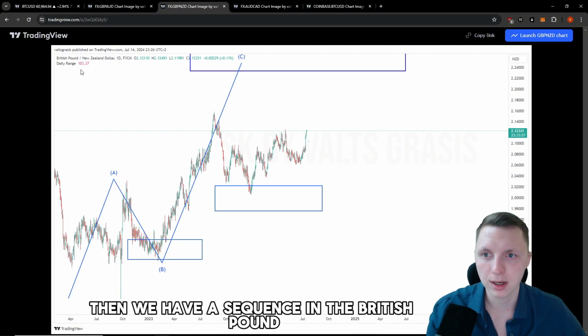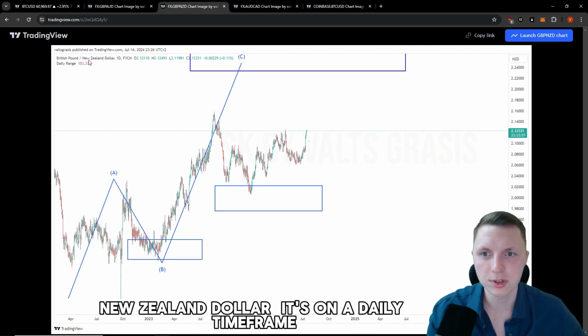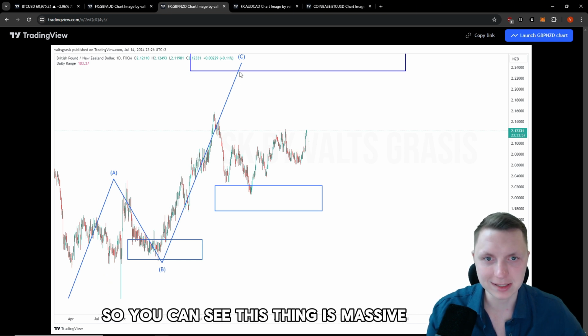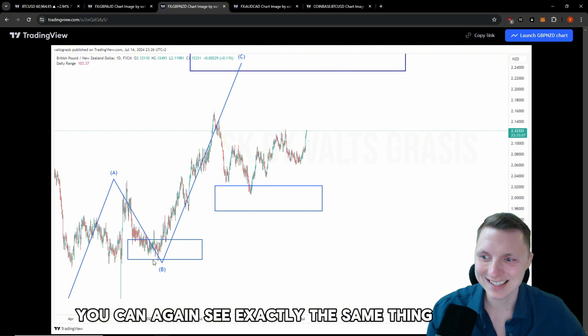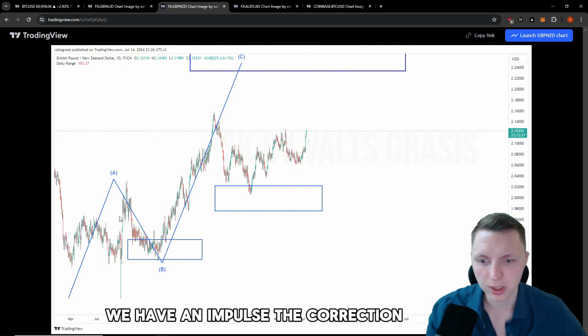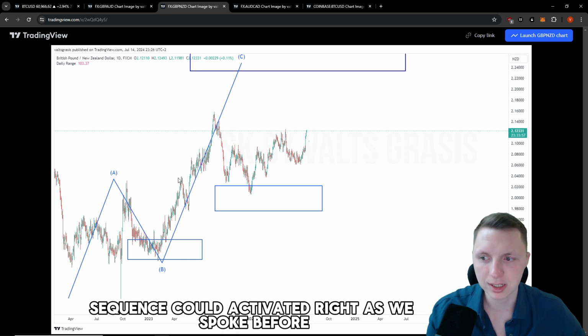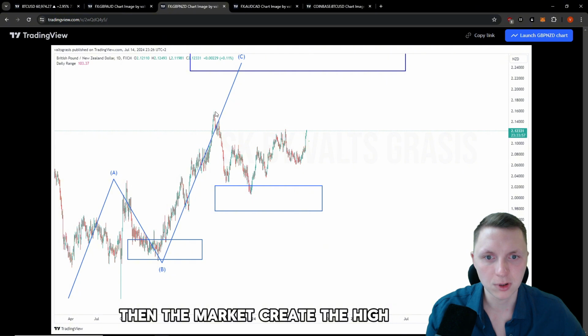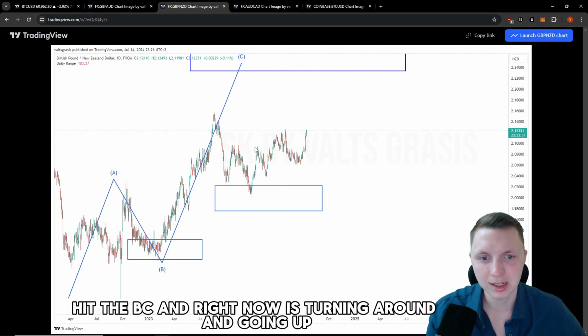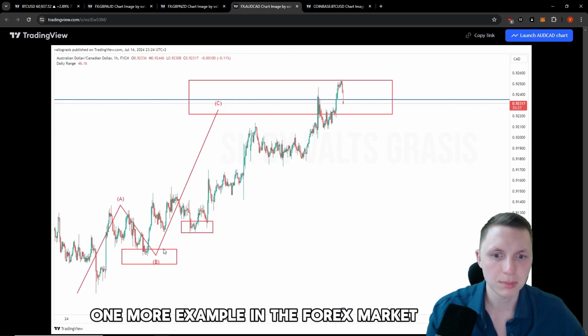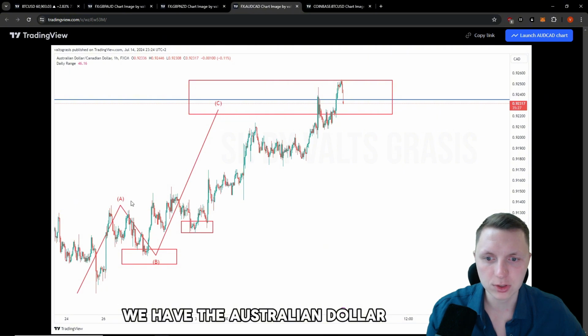Then we have a sequence in the British pound New Zealand dollar. It's on a daily time frame, so you can see this thing is massive. You can again see exactly the same thing. We have an impulse, the correction, then one more impulse right there. The sequence got activated right as we spoke before. Then the market created the high, started to create a correction, hit the BC, and right now is turning around and going up. One more example, in the forex market, we have the Australian dollar Canadian dollar.